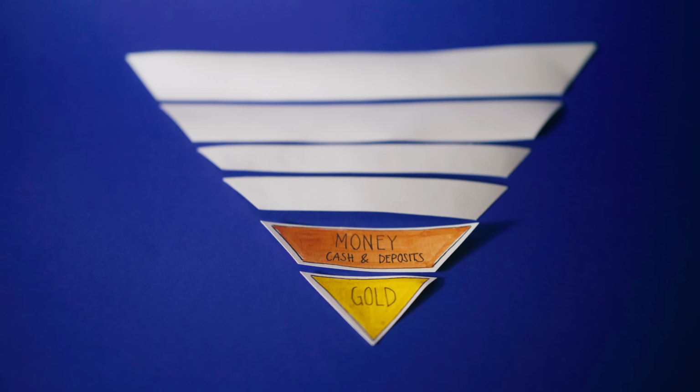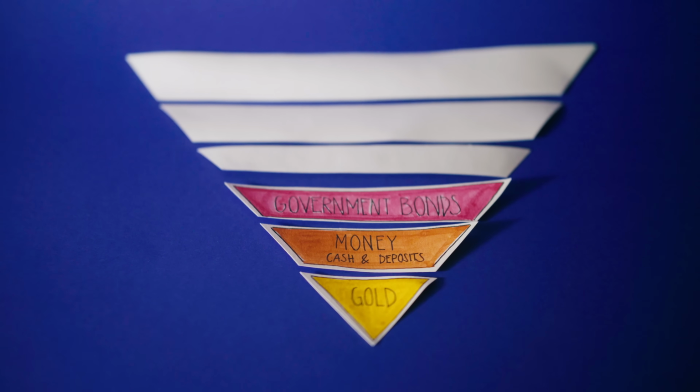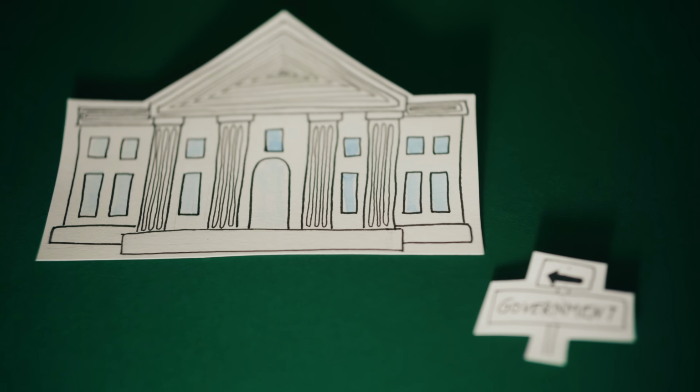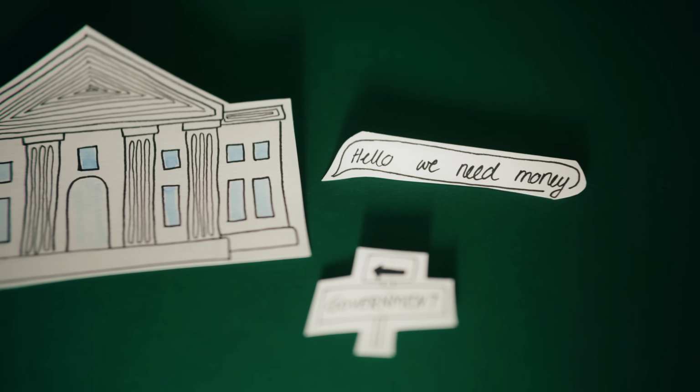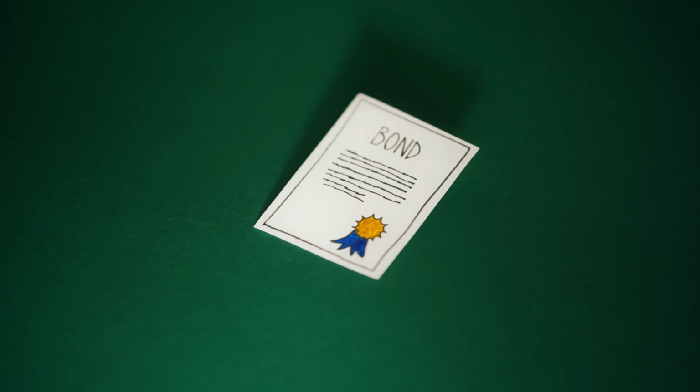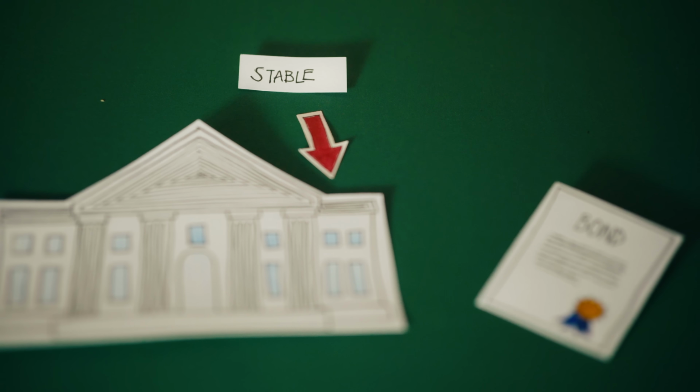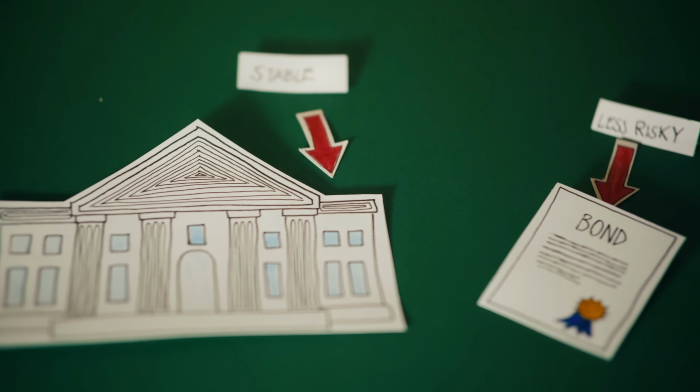Anyways, the next layer is government bonds, which basically are just IOUs from governments. If a government needs money and doesn't want to raise taxes, it will issue bonds. So whoever buys these effectively lends that government money. Because governments are usually pretty stable, these tend to be some of the safest assets. And obviously, if a government is perceived more stable, the bonds they issue are perceived as less risky.